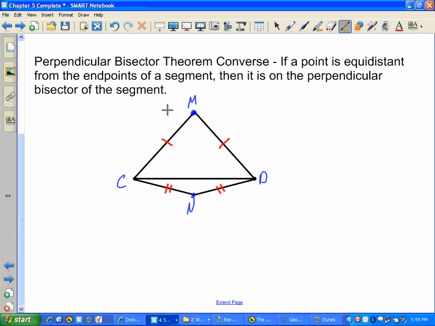Therefore, I can connect these with a line and know that this is the perpendicular bisector. So from the perpendicular bisector converse, I'm going to get that this is perpendicular. Okay, because M and N are both on the perpendicular bisector, so if I connect them, I get that it's perpendicular and it's bisecting my segment.